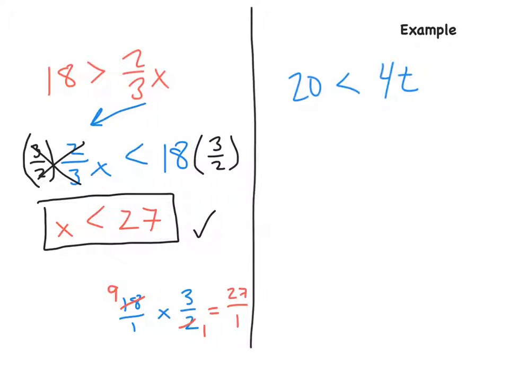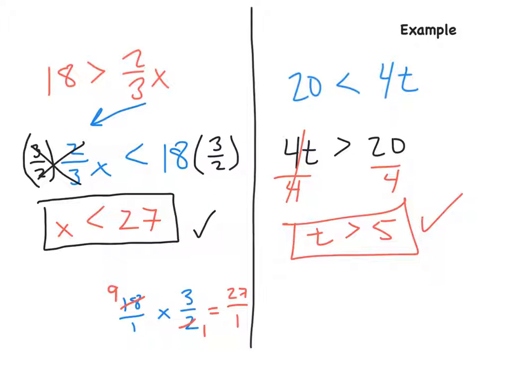So now what I want you to do is to pause the video, try this one for yourself, and unpause the video when you're ready to see what I have done. Okay, so we have 20 is less than 4t. I'm just going to rewrite it, again, just to show 4t is greater than 20, because I like having the variable off to the left. That's just my preference. So I'm going to divide by 4, because the opposite of multiplication is division. When we divide by 4, we get t is greater than 5. And this is our final answer.